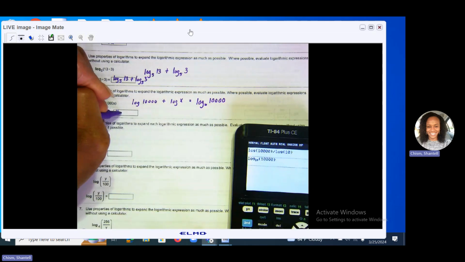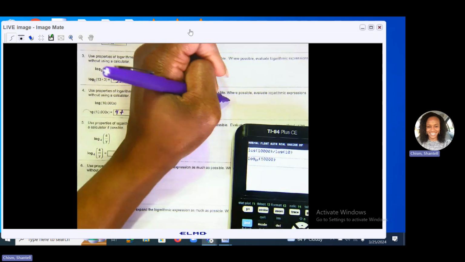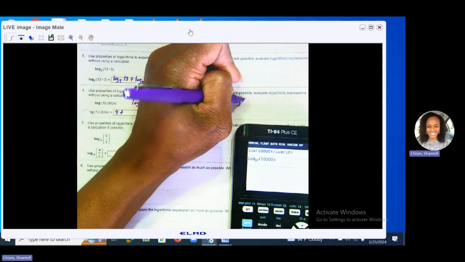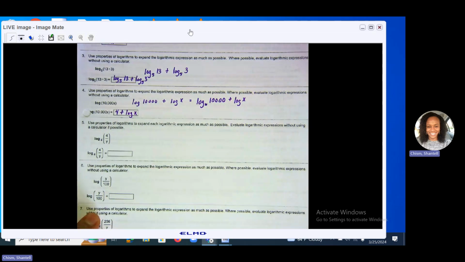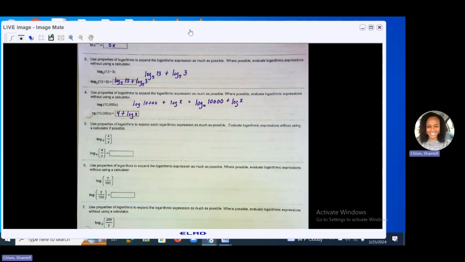That would be 4, and then plus log of x. And of course, you have to just keep the log of x because you have a variable there, okay? So number 3 and number 4 were the product rules, okay? Look at number 5, it's a bit different.